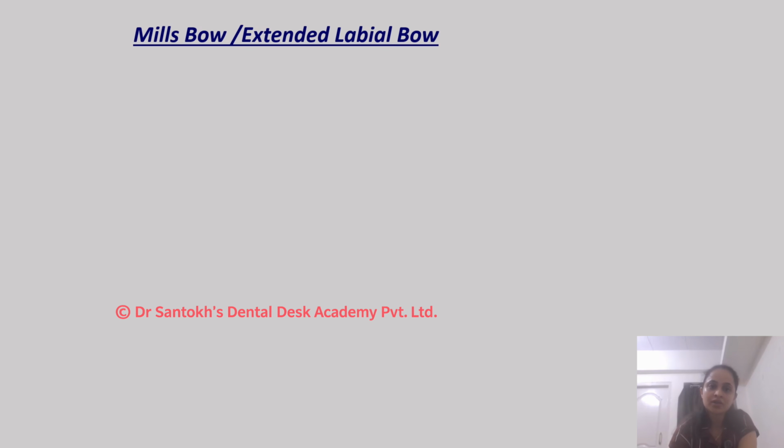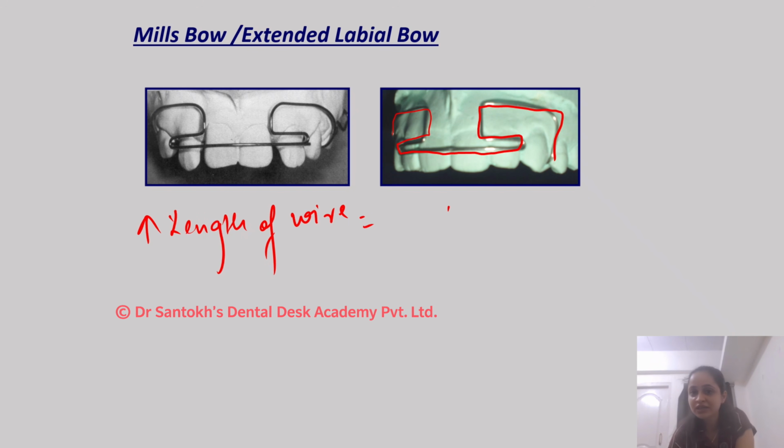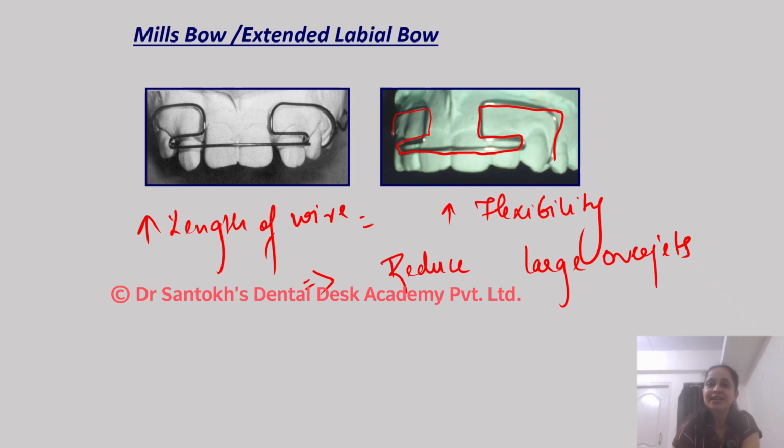Now, so this is a Mills bow or extended labial bow. So you can see the amount of wire incorporated in this. There is extensive amount of wire incorporated. So we are increasing the length of the wire. Okay, so what will happen if we increase the length of the wire? It will increase the flexibility. Again, the purpose is, this can be used to reduce large overjets. Okay, so this is a Mills bow or extended labial bow.